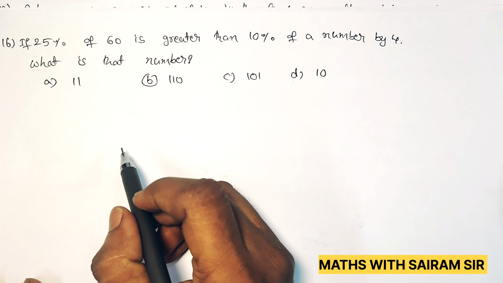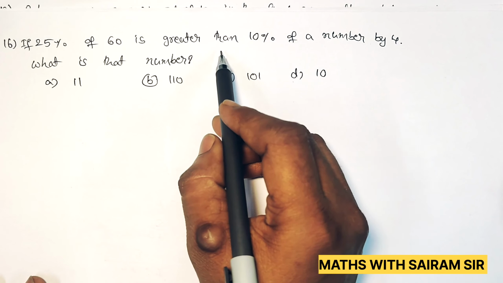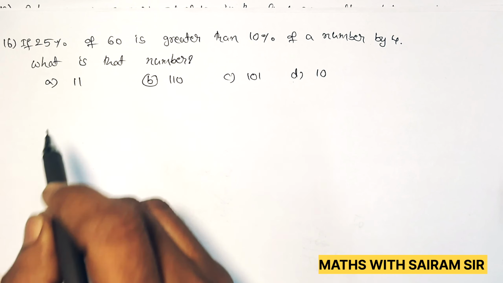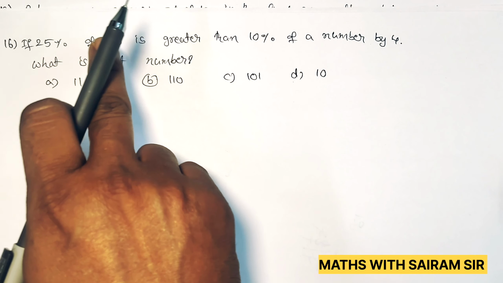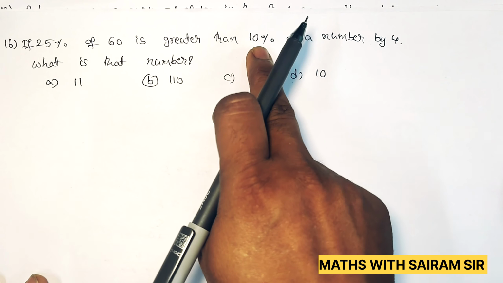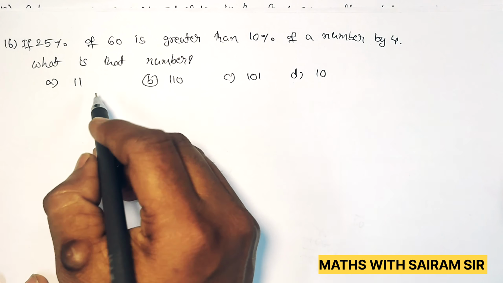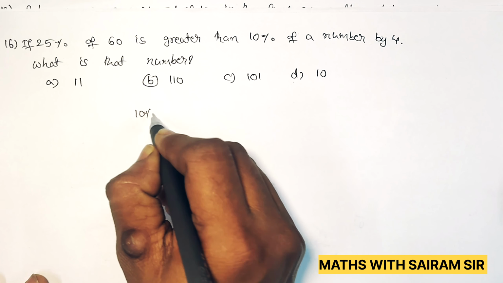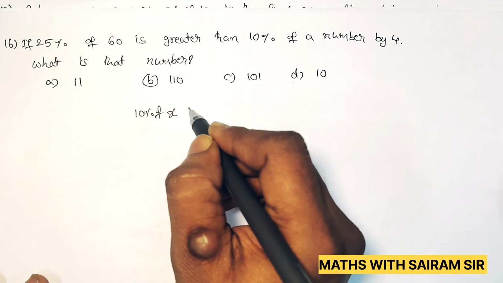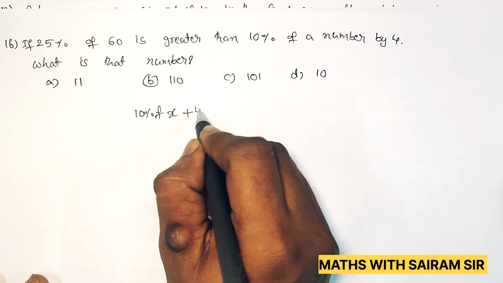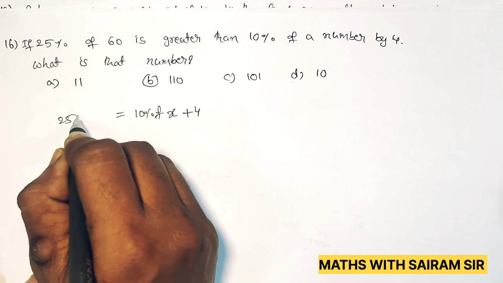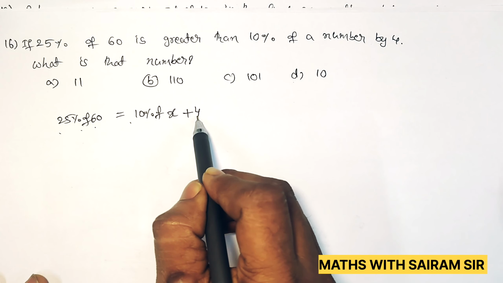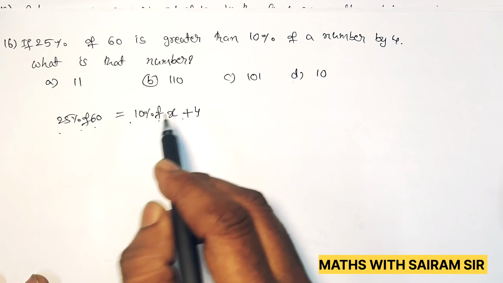Let us see this next question. If 25% of 60 is greater than 10% of a number by 4, then what is that number? Okay, so what is given? We have been given that 25% of 60 is greater than 10% of a number by 4. That means, if I suppose the required number is x, then 10% of x, and 4 more than it, gives you 25% of 60. That means 25% of 60 is 4 more than 10% of the required number.